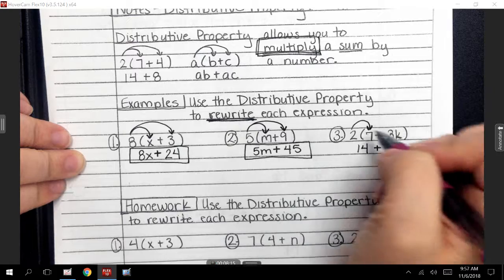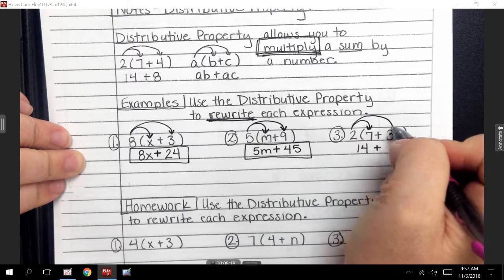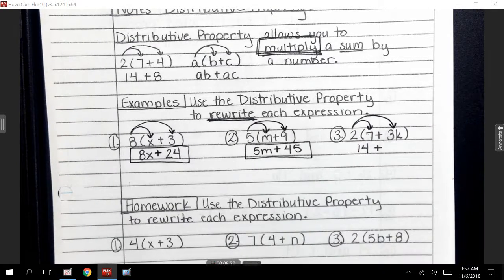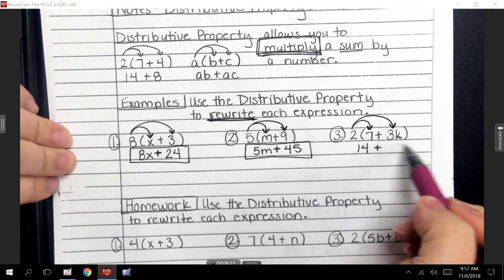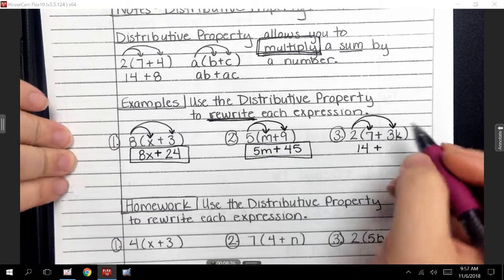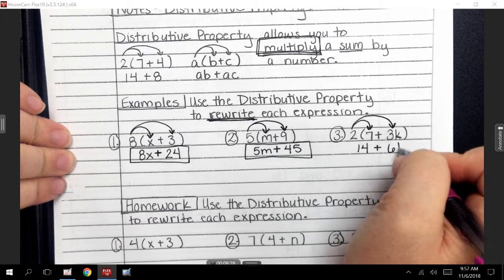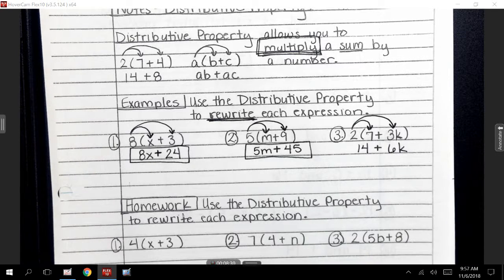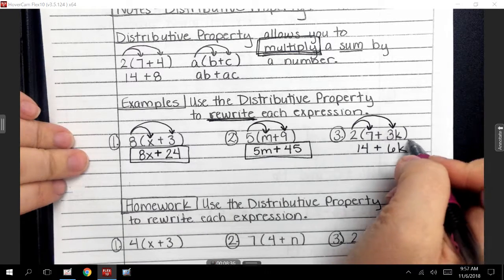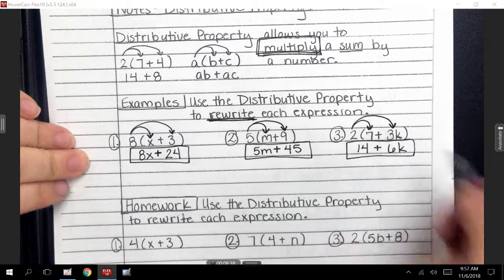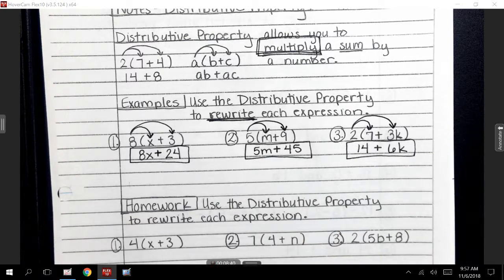Caitlin? 3. The 3. Now, guys, you'll notice 3 and K are already connected, aren't they? So when I pass 2 to 3K, I'm just going to do 2 times 3, which is 6. And guys, we're just going to keep the K next to it, because isn't K already being multiplied when I keep it like that? All right? So that's it. That's all we're doing. You're just going to take that number next to it and pass it out using multiplication.